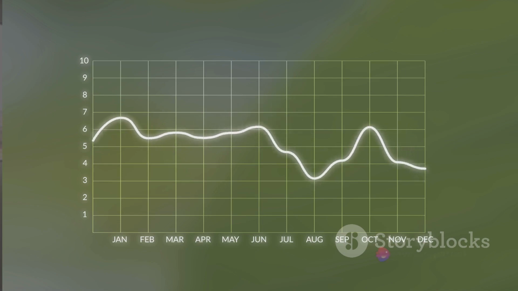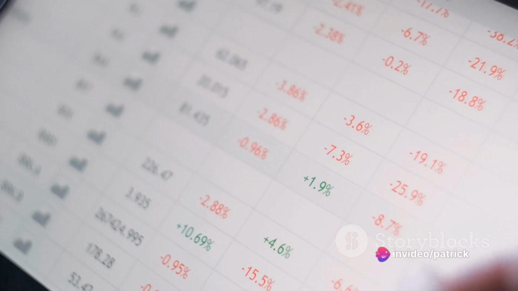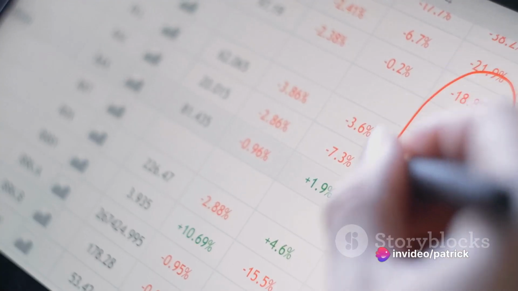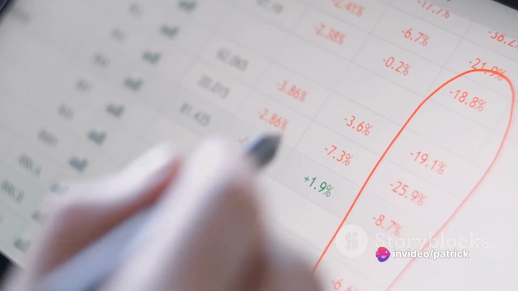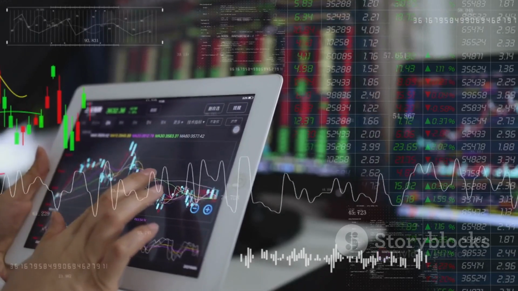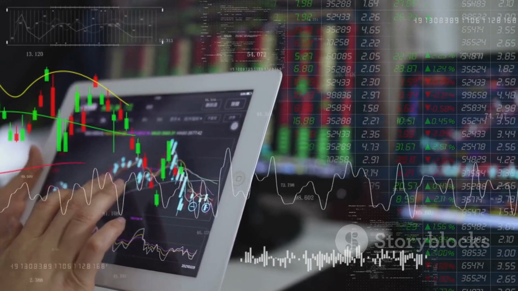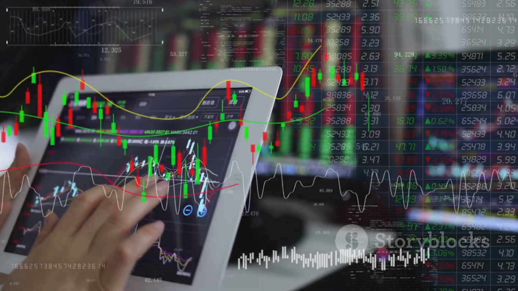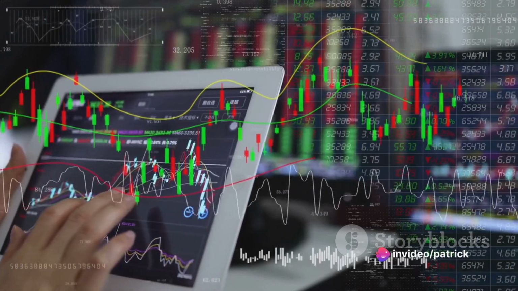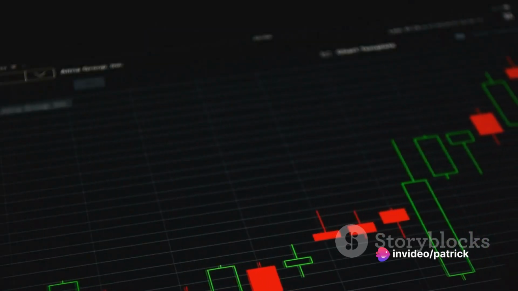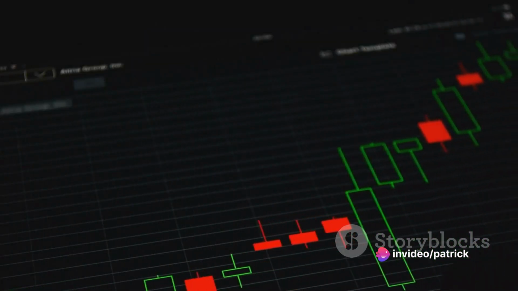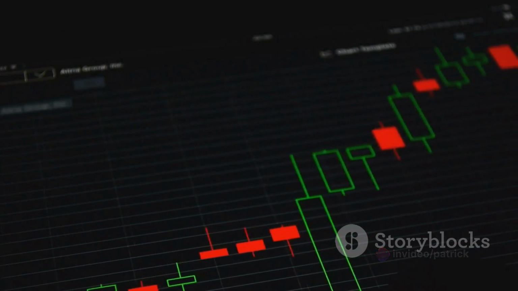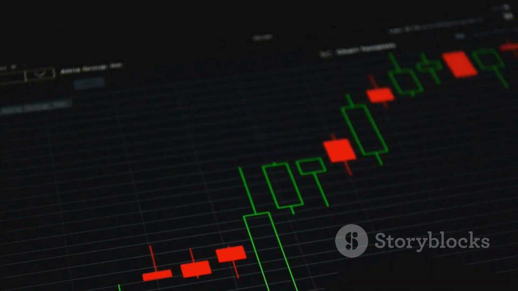Then we have the Relative Strength Index, or RSI. Despite its intimidating name, its job is simple. It measures the speed and change of price movements. It's a bit like a car's speedometer, but for price changes. If the RSI is high, say above 70, that might indicate the currency is overbought. If it's low, under 30, the currency might be oversold. Traders use this to gauge whether a reversal may be in the cards.